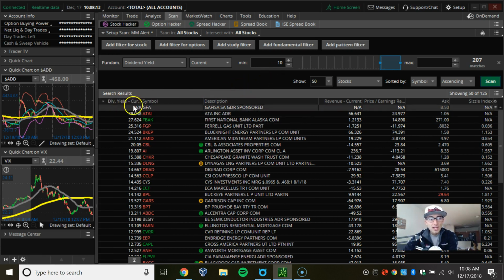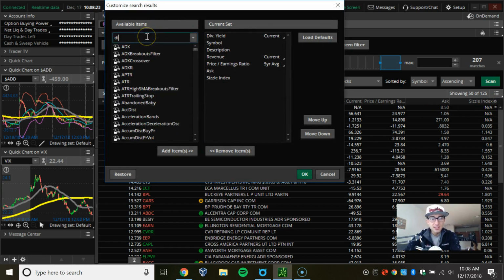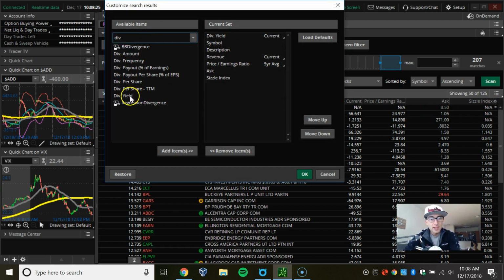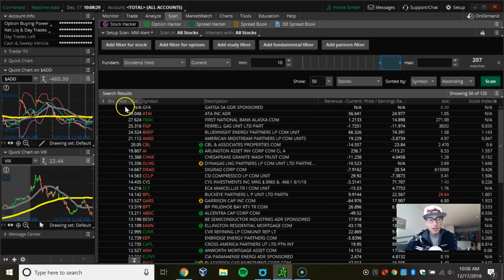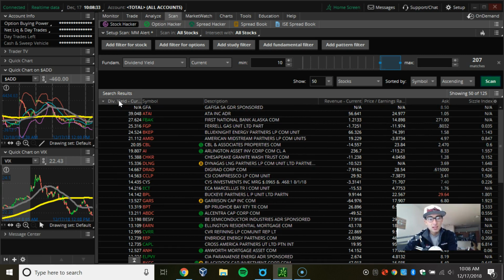And then I just did this myself, but I'm going to show you how it's done. You need to add the dividend yield so you can sort by it. So you go to the gear option, click customize, and then you have to search for div yield. So div yield right here. You add it to the right hand side, and now you can sort it up and down. So this will give me the smallest yield, and this will give me the largest yield.